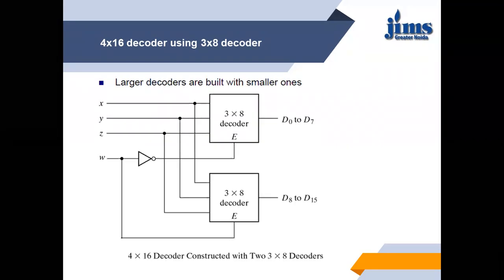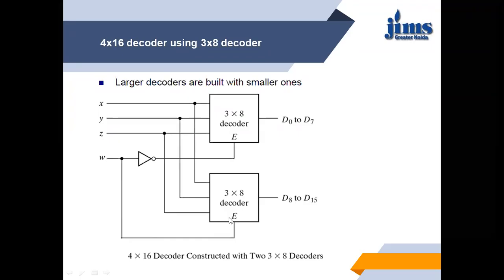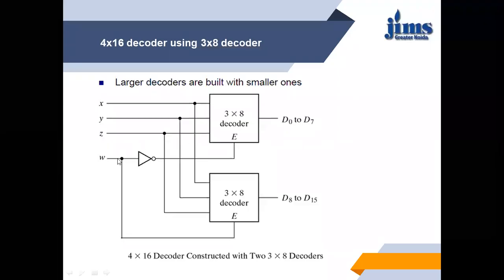Like this. So here we have taken the inputs as W, X, Y, Z. W is the MSB. It is connected to the enable. For the first enable, it is with the NOT gate. For the second enable, directly. For the first 8 combinations, W will be 0, from 0 to 7. In that case, the first decoder will be activated and it will provide output D0 to D7. And at the same time, the second decoder is inactive. That means D8 to D15, the output will be 0.